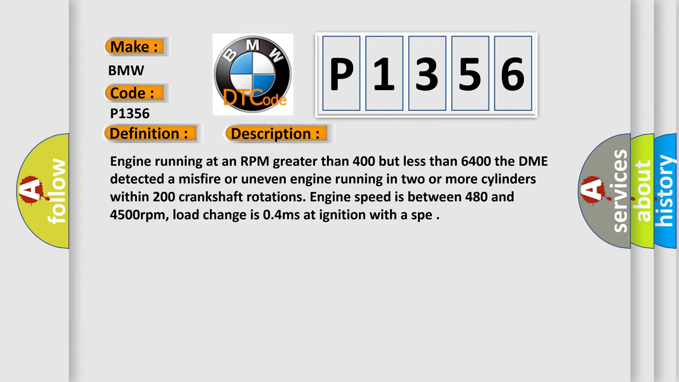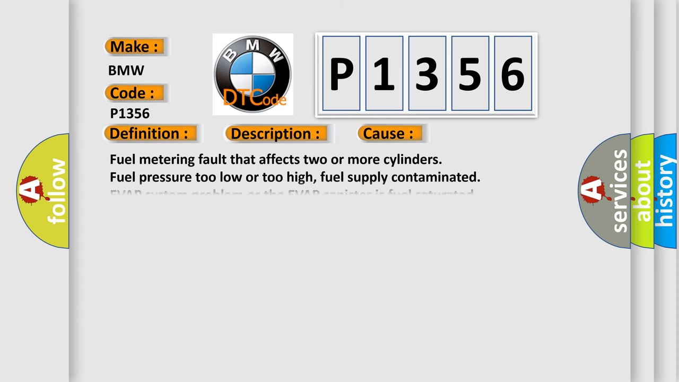With the engine running at an RPM greater than 400 but less than 6400, the DME detected a misfire or uneven engine running in two or more cylinders within 200 crankshaft rotations. Engine speed is between 480 and 4500 revolutions per minute. Load change is 0.4 milliseconds at ignition with a SPE.